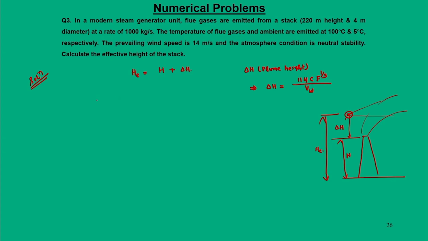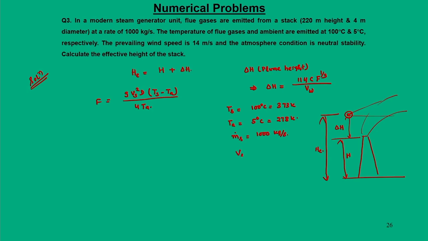So, first term we calculate F is nothing but buoyancy flux, that is G times V S square D divided by 4 times, into T S minus T A divided by T A. So, T S is given as 100 degree centigrade, that is 373 Kelvin. T A is 5 degree centigrade from the data given, and this is 278 Kelvin, and we have m dot S flue gas 1000 kg per second.